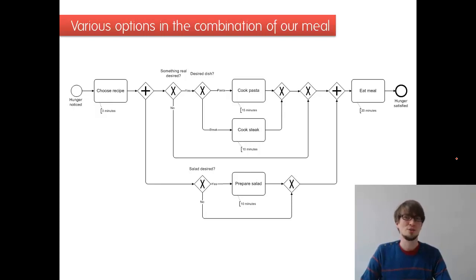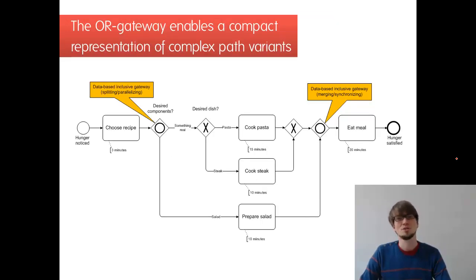And in these cases, you can use another gateway, which is the so-called OR gateway, the inclusive gateway. The inclusive gateway is defined as you basically produce one token on one or more outgoing sequence flows. Okay, in this case, it means if I decide for something real, I go that way. If I decide for salad, I go that way. And maybe I've decided for something real and salad, so I go both ways.